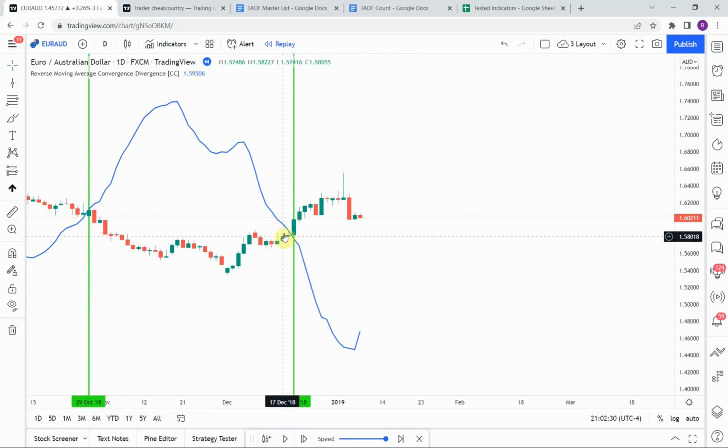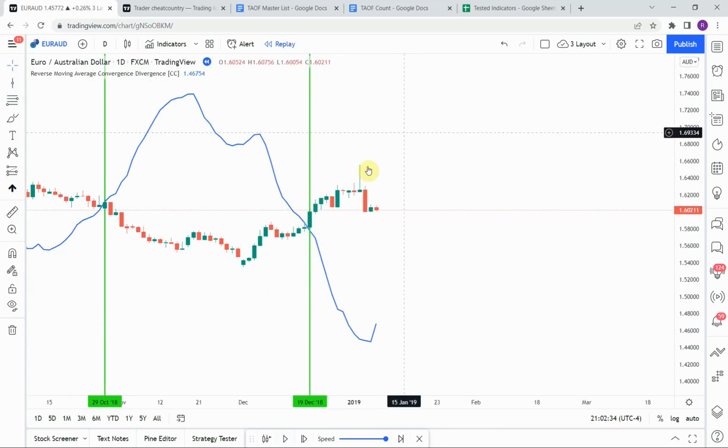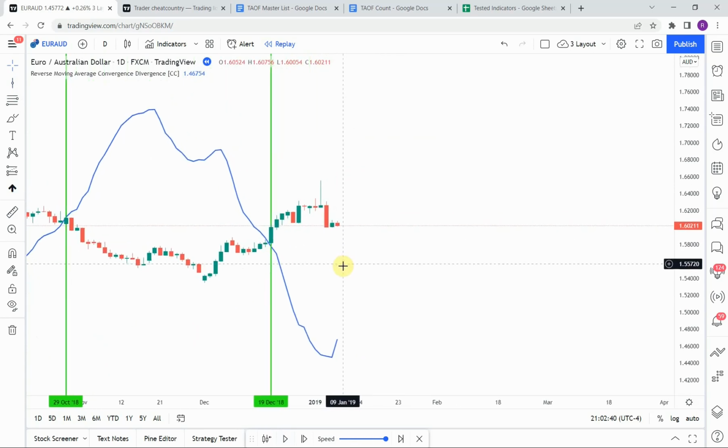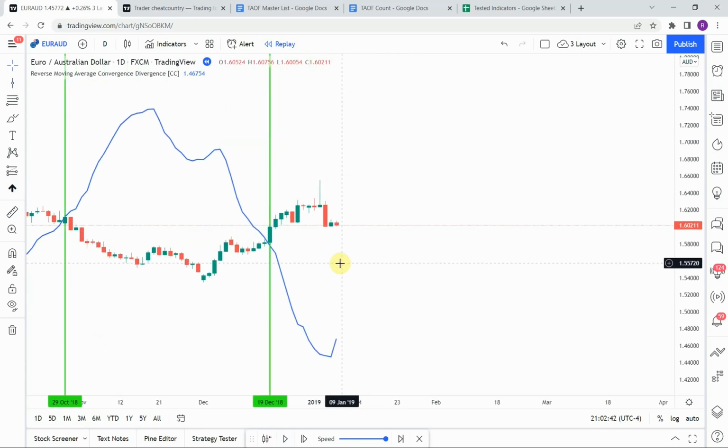And last but not least, we get this long signal right here. Get that cross and then a push to the upside. Really nice there. So that one also gets us to take profit. All right, so that's going to put us at the end right there.